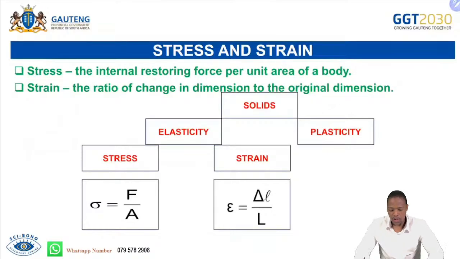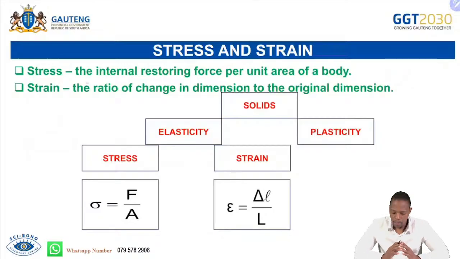Okay, let's continue. Let's go right ahead and look at stress and strain. Let's look at the summary of stress and strain, as we've been speaking about the issue of time here. Stress, again, we've defined as the what? The internal restoring force per unit area of a body. And we say strain is the ratio of change in dimension to the original dimension.